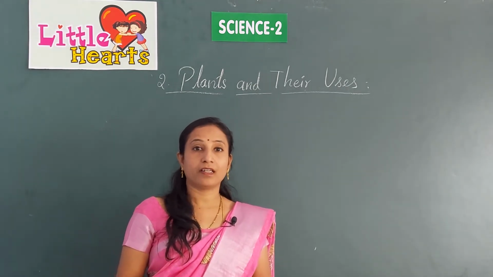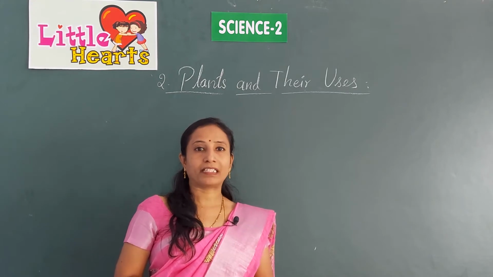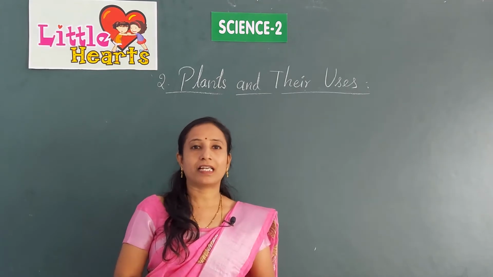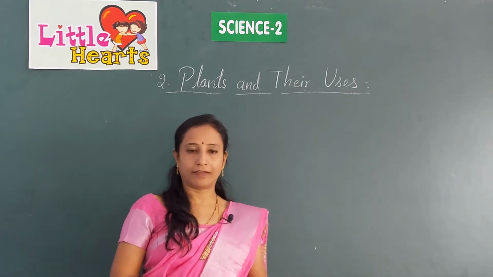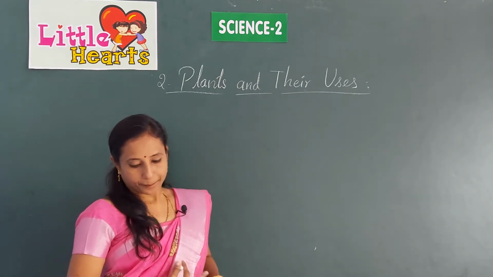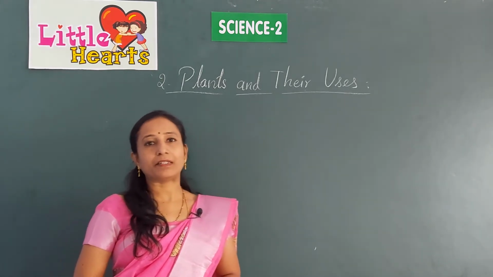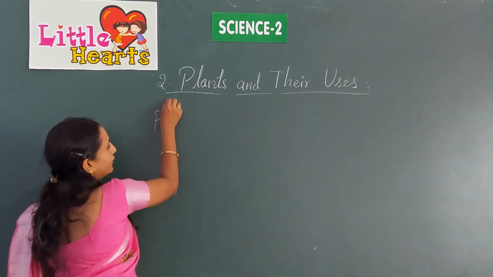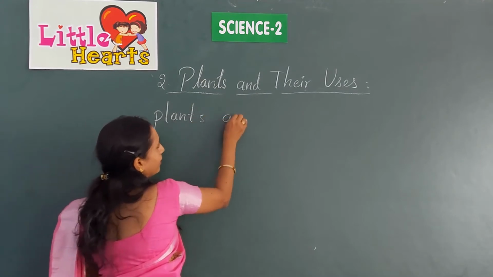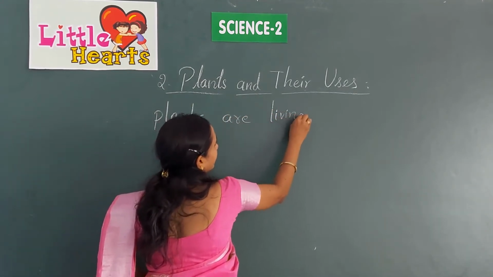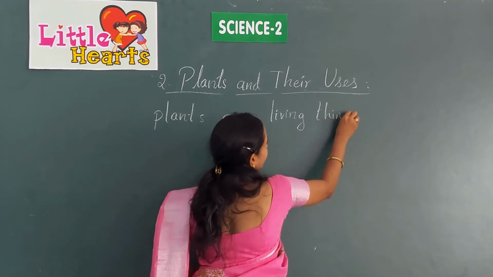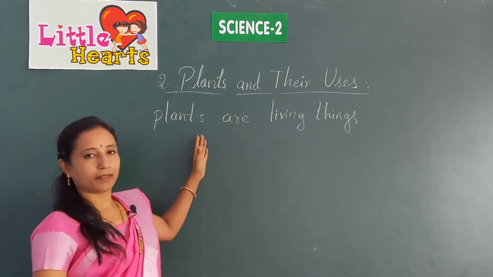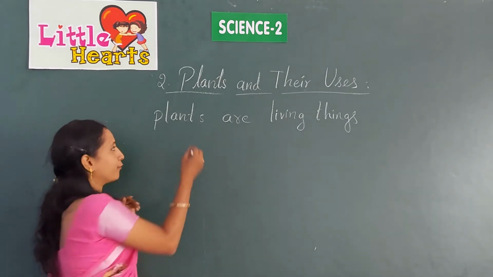For example, the sunflower turns its head towards the direction of the sun. All these things tell us that plants are also living things. Plants are the only living beings that can prepare their own food. So first of all we learnt that plants are living things, and plants are the only living things which prepare their own food.